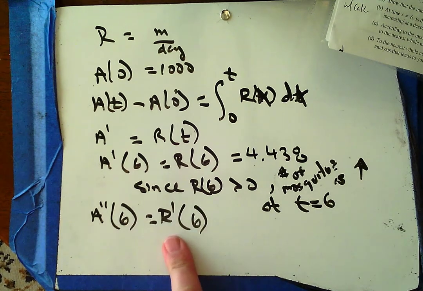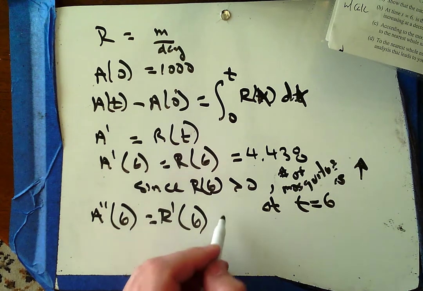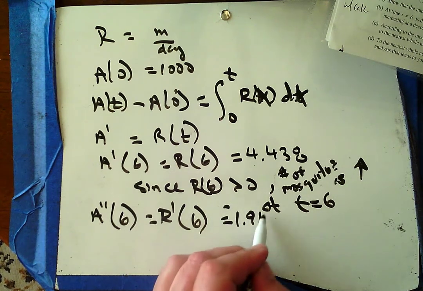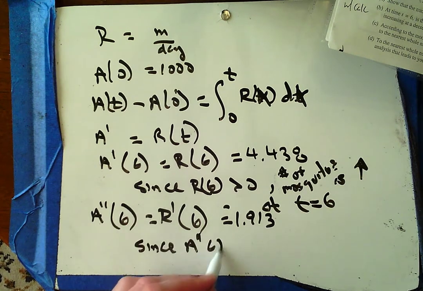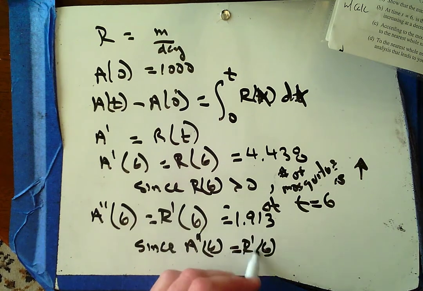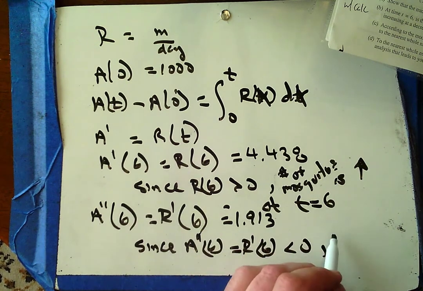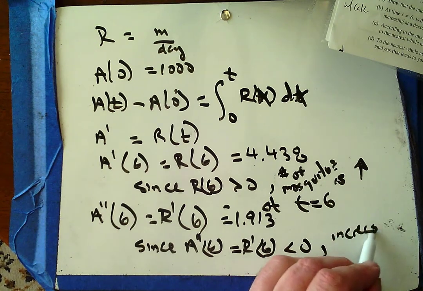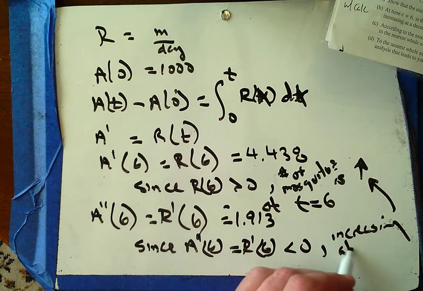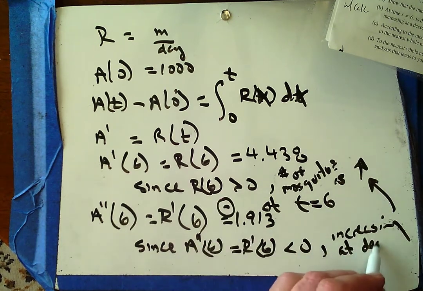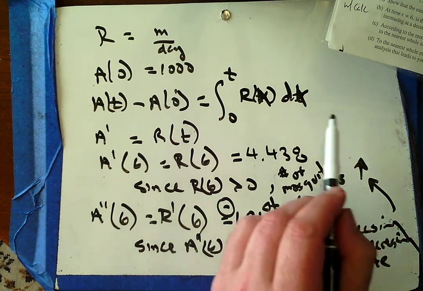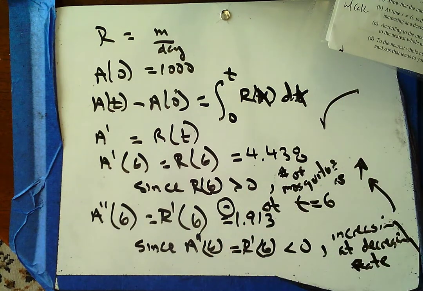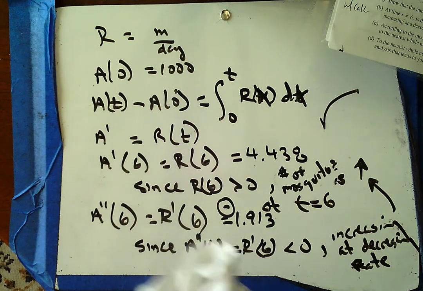So I'm going to do nDeriv of y1 to find this, and I get negative 1.913. And since a double prime of 6 equals r prime of 6 is less than 0, we say increasing because of this, and because of this, decreasing rate. And remember, increasing at a decreasing rate looks like that. Okay? So what's next? Part C.